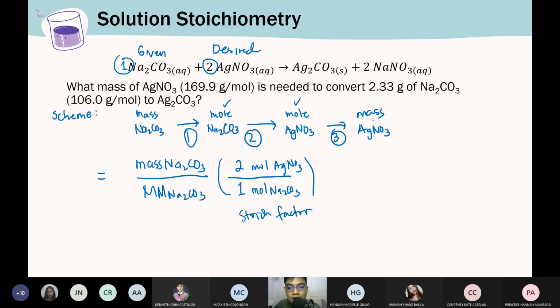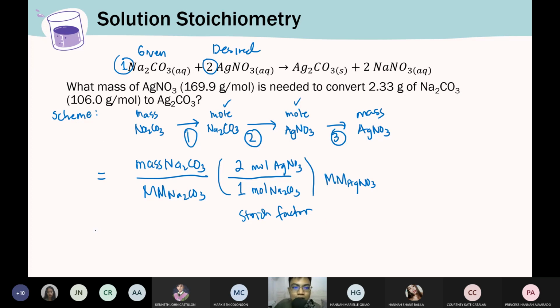And then lastly, you just convert the mole to mass. Wala nang fraction this time. Okay, once you have the mole, ano gagawin to get the mass? Just multiply it by the molar mass. So that's how you solve for the problem.